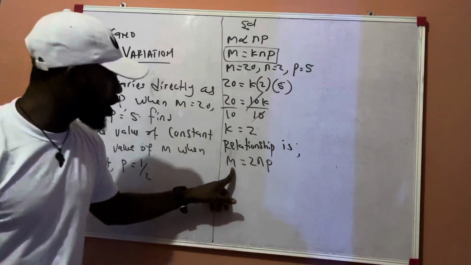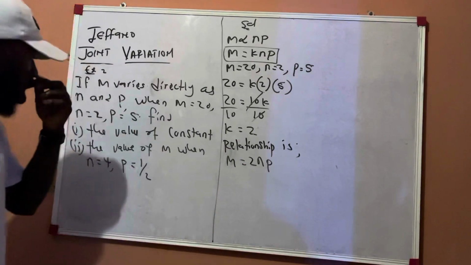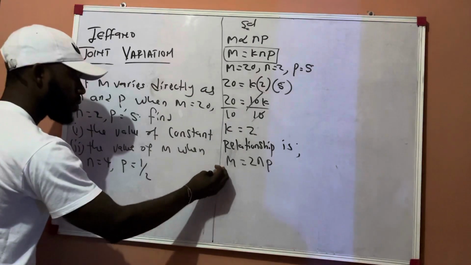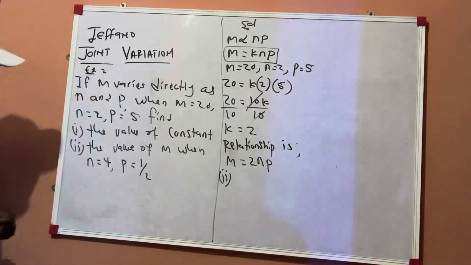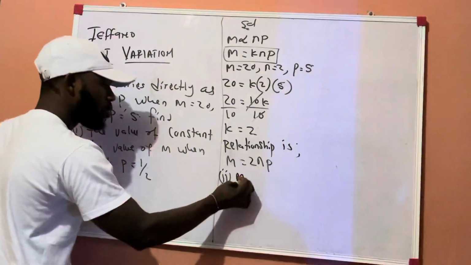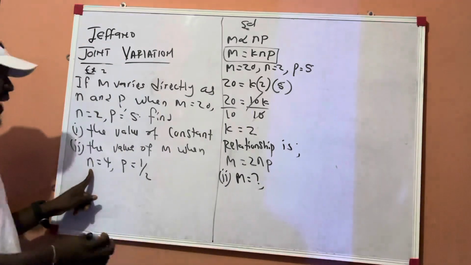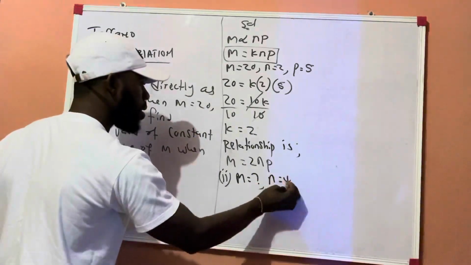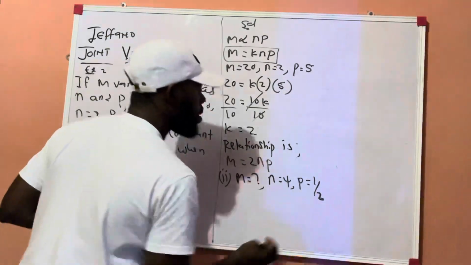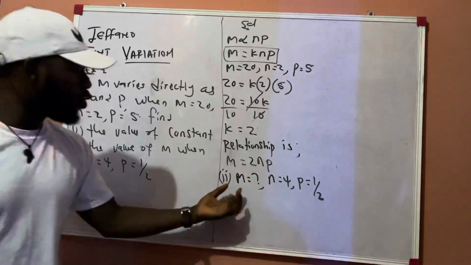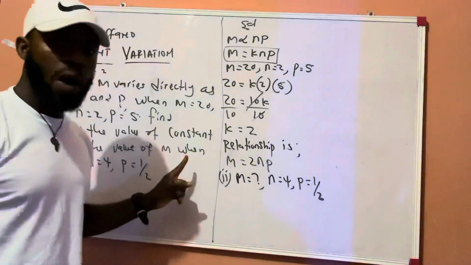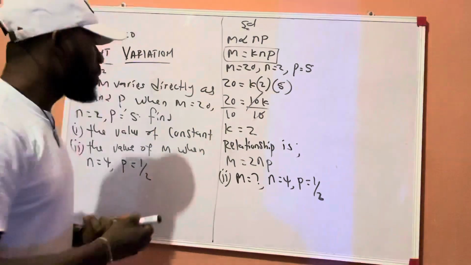Now, if our relationship is M equal to 2NP, what are we now going to do? We're going to do for the what? Our Roman figure 2. Now, solving Roman figure 2, they said we should find the value of M, meaning M is unknown, when N is 4 and P is 1/2. Okay, now, what do we do to get the value of M? By substituting these values into our what? Our relationship.